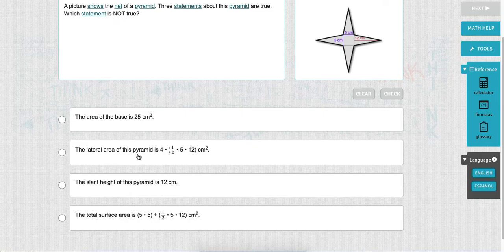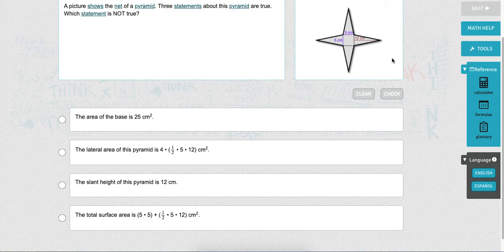The lateral area of the pyramid is 4 times 1/2 times 5 times 12. Well, if the slant height is 12 and the base is 5, that would mean that to find the area of this triangle, we would be doing 5 times 12 times 1/2. And there's 4 of them. 1, 2, 3, 4. And if you remember correctly, the lateral area is the area of all the sides and not the base. So that, again, is going to be true.